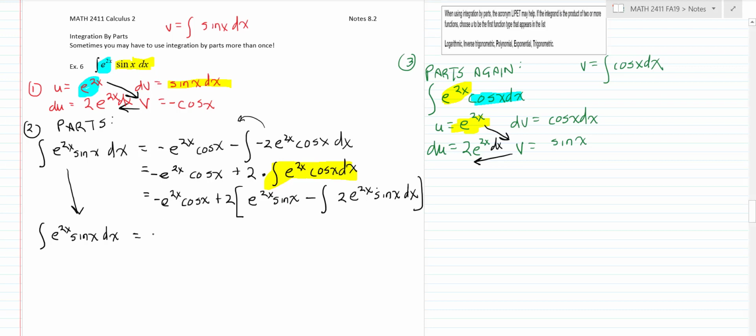So bring everything down. That's going to be negative e to the 2x cosine of x. And what I'm going to do is distribute that 2 through here. So I get 2e to the 2x sine of x minus 2 here. Now I'm going to bring this 2 out also. So when I distribute and do 2 times 2, I'm going to get 4 times the integral of e to the 2x sine of x dx like that.